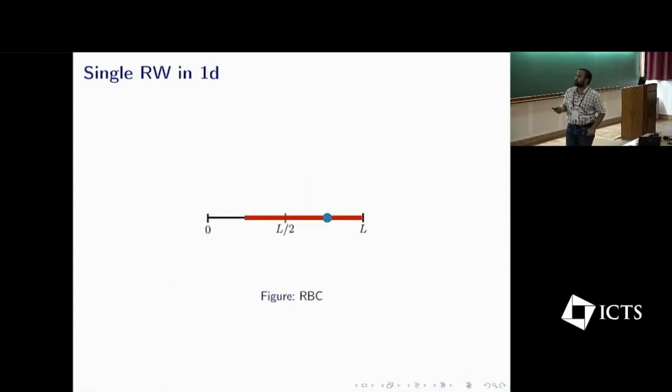So my problem is a single random walk in 1D. There is a confined length 0 to L, and the particle starts from L by 2 initially, and starts moving as a random walk. Both sides are reflecting boundaries, and when the particle touches both sides at least once, the process concludes.